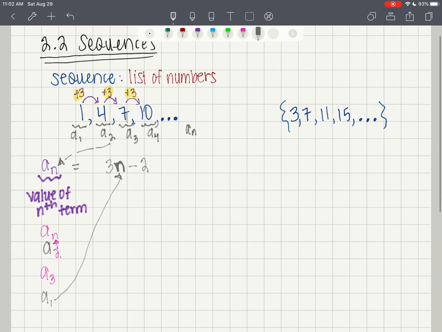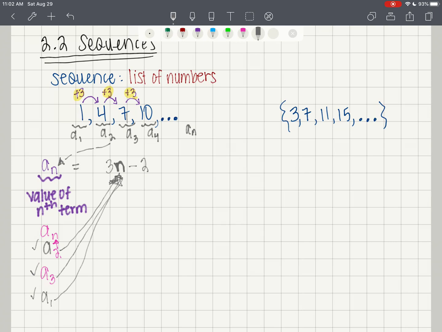Okay, that works, right? Now let's try it for 2. So you put a 2 in. The value of the second term, 3 times 2 is 6. 6 minus 2 is 4. That checks out, so those two check out. Let's try 3. 3 times 3 is 9. 9 minus 2 is 7. And that is the value of the third term.